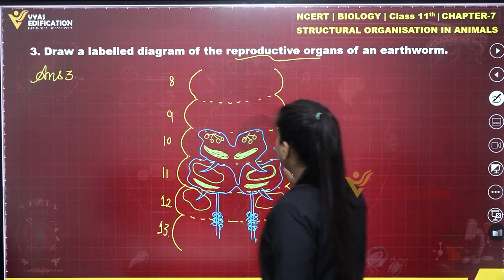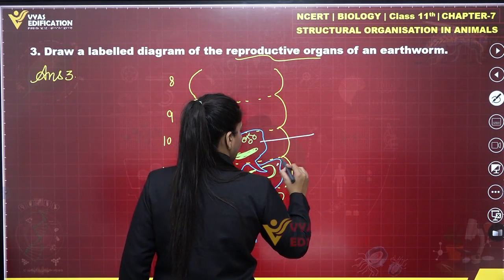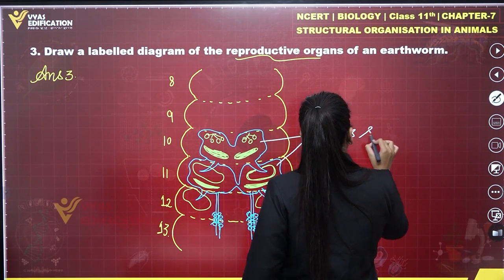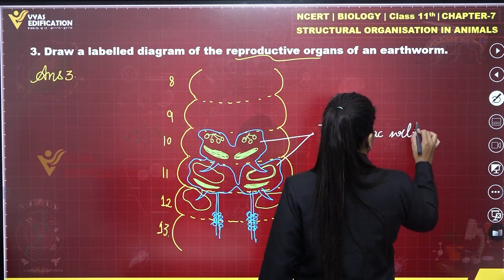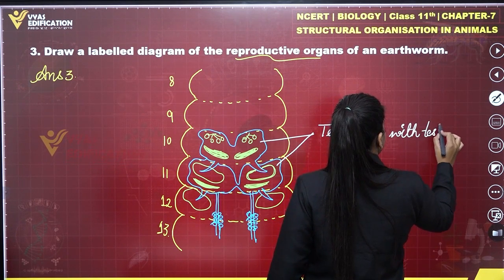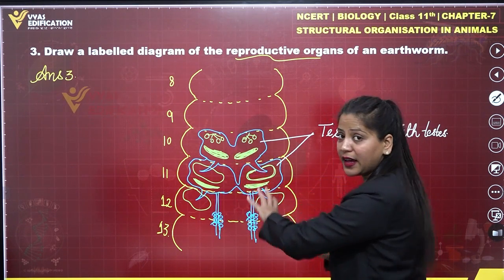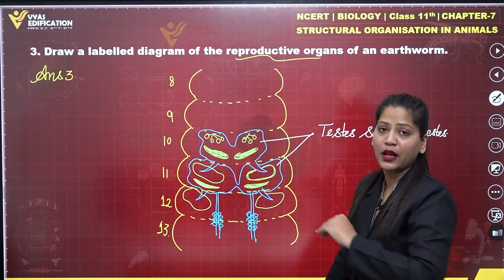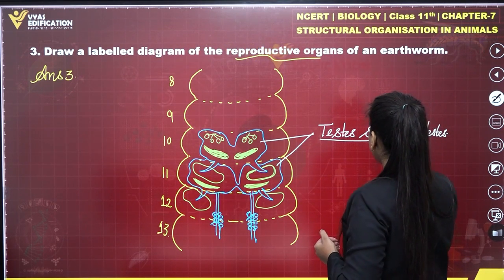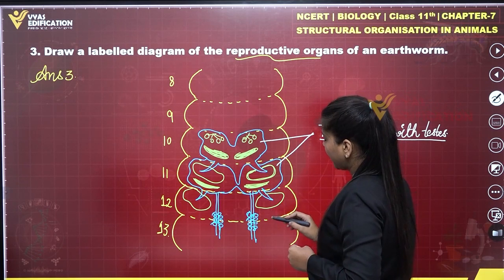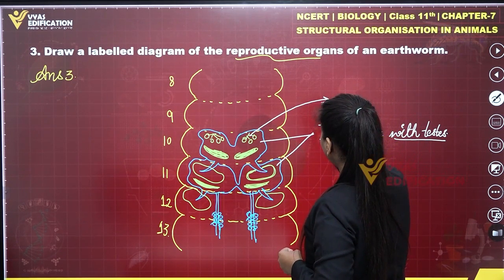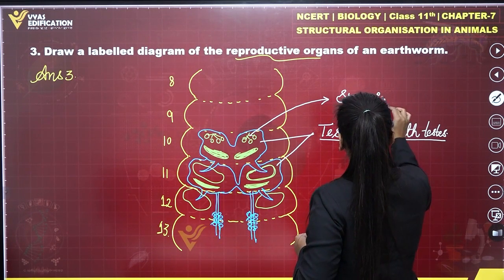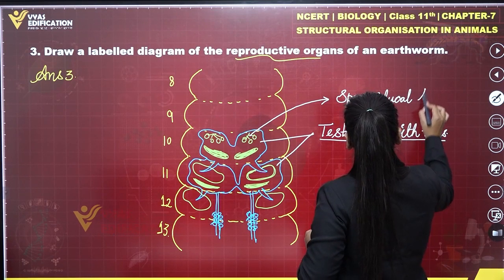So, if we talk about this one, then these are the testis sacs with testis. So, this is your testis sac. Two testis sacs are present in the 10th and 11th segment of the earthworm. These are the testis sacs with testis. Now, if we talk about the next one, then these are the spermiducal funnels.